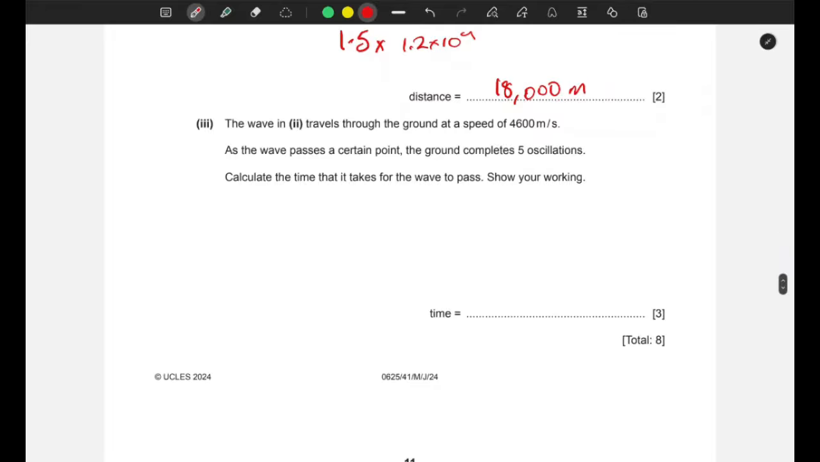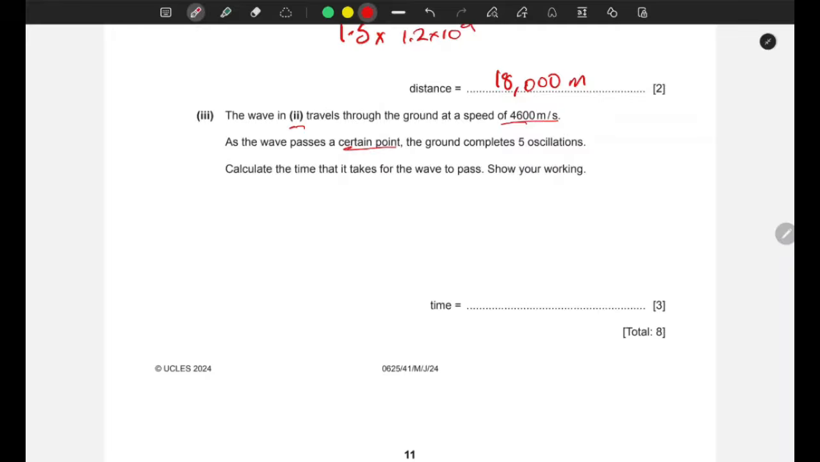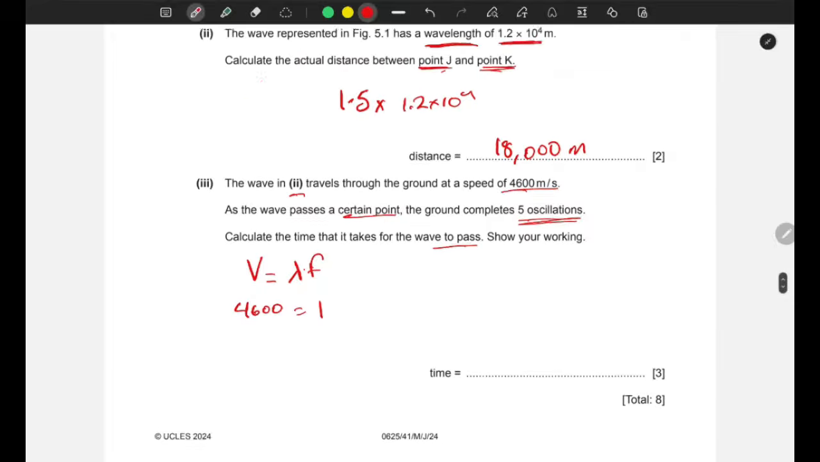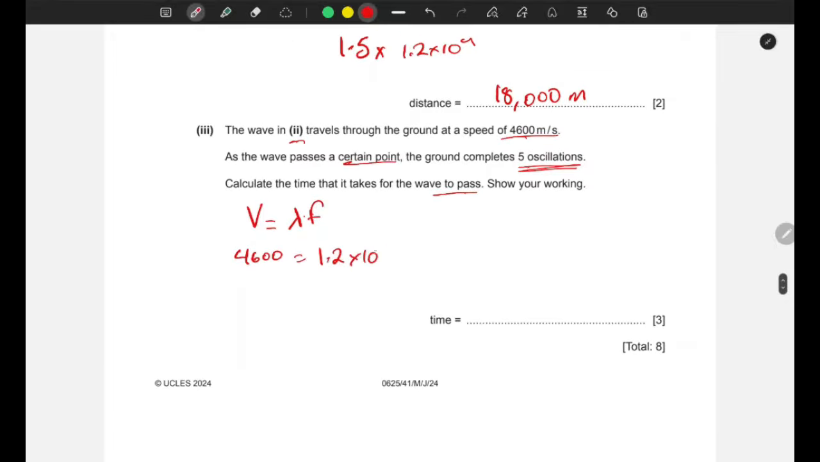Part 3. The wave in part 2 travels through the ground at a speed of 4,600 meters per second. As the wave passes through a certain point, the ground completes 5 oscillations. Calculate the time it takes for the wave to pass. Show your working. So for this one, we have to use the speed formula. So speed is wavelength times frequency. So we're given the speed, which is 4,600. We're given the wavelength in the previous part, which is 1.2 times 10 to the power 4.